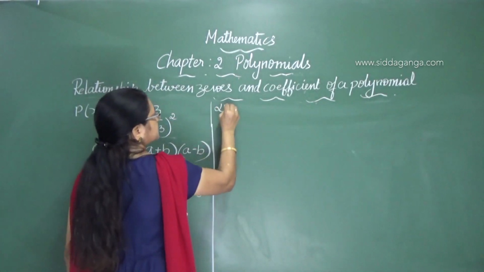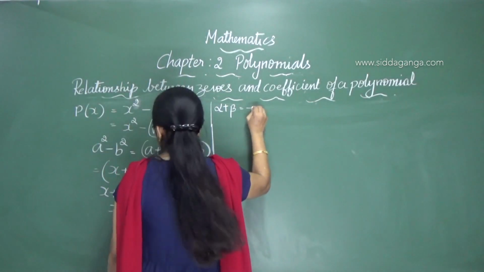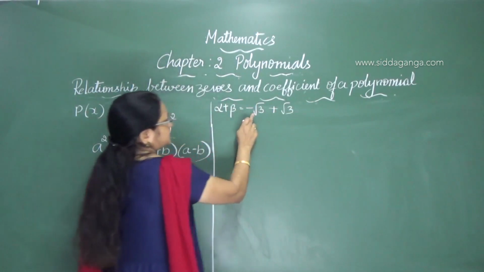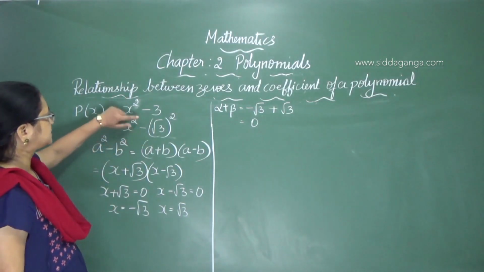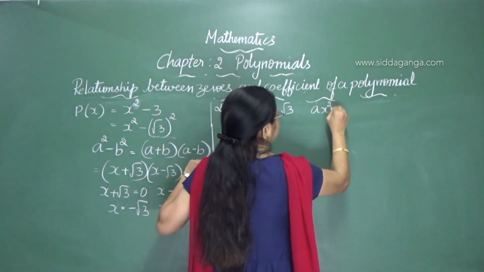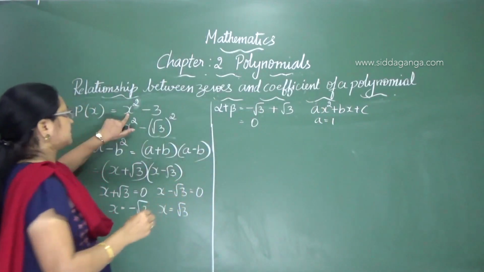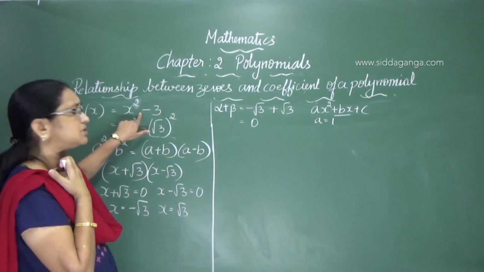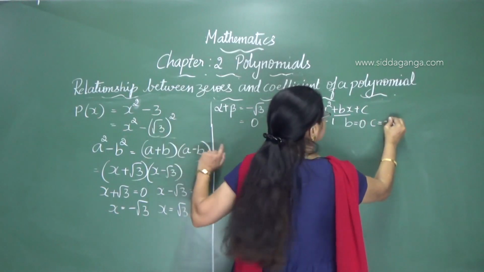Now the sum of the zeros. Let alpha and beta be the zeros of the polynomial. Sum of the zeros: minus root 3 plus root 3 gets cancelled and you will get 0. Now just compare this with the general form ax square plus bx plus c. Here a is equal to 1. But the term bx, with the x variable, is not there here, so b is equal to 0. Again c we have, that is minus 3.